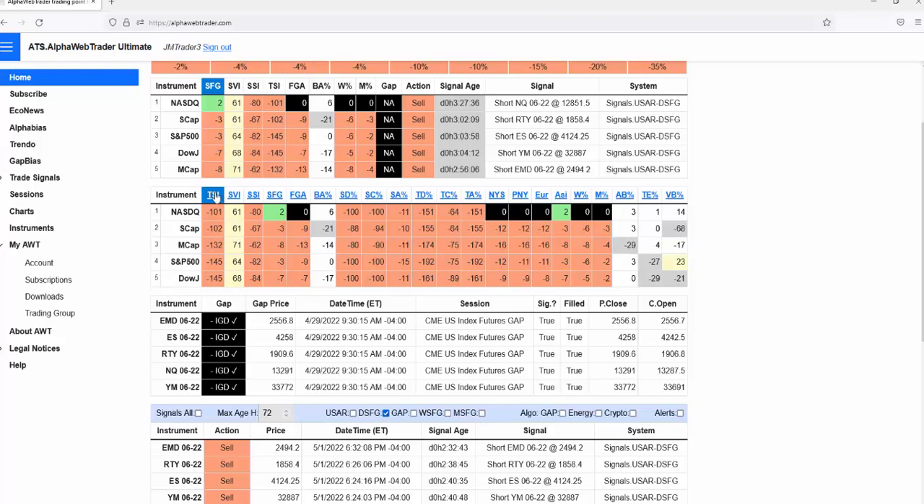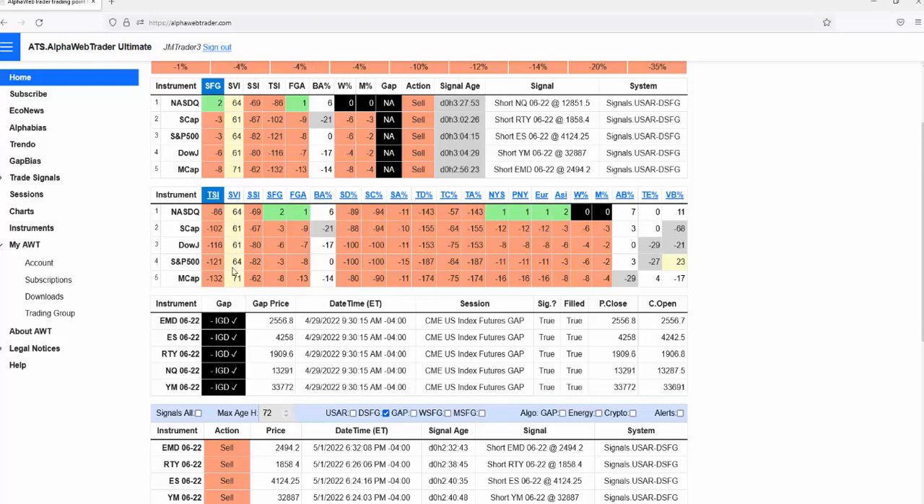Then our TSI, that's the Trend Strength Index, ranks these by which is stronger. Our SVI here, this one is important. I like this one. When this is beige, it's telling us the market is moving normally. We should see follow through on your trades.